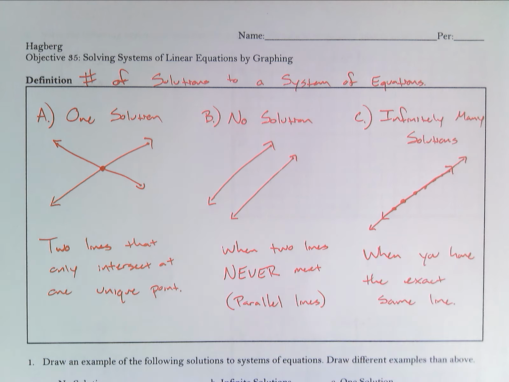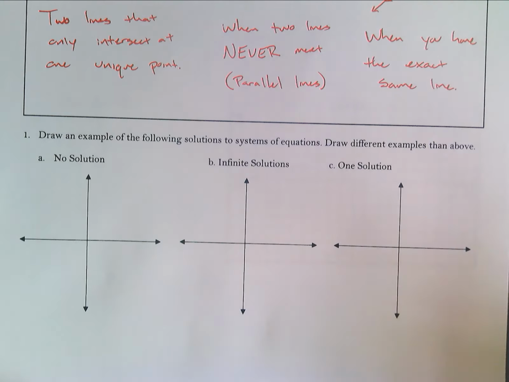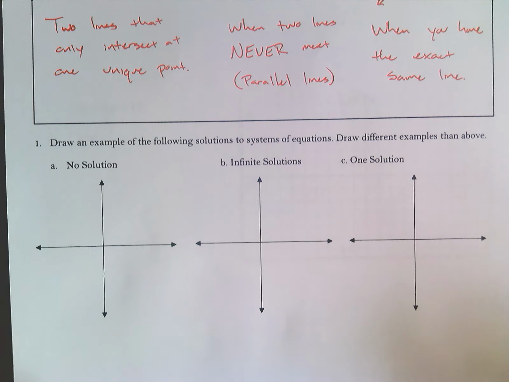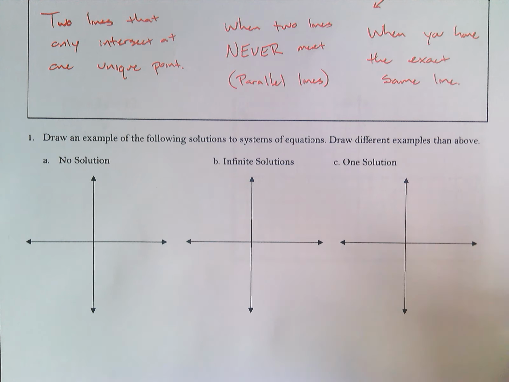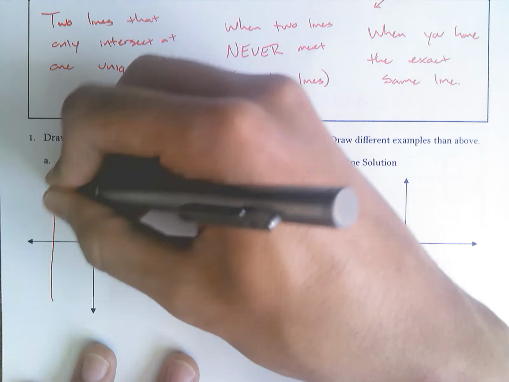All right, let's draw a few examples of each of these. The first one, no solution. So we can draw in two lines that have no solution. Remember, no solution is when we have parallel lines. So an example, unlike the one we drew above, we could say that we have two vertical lines.